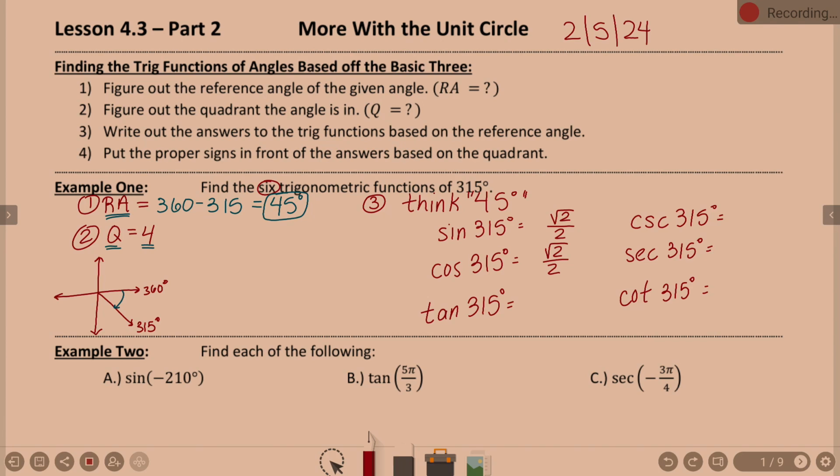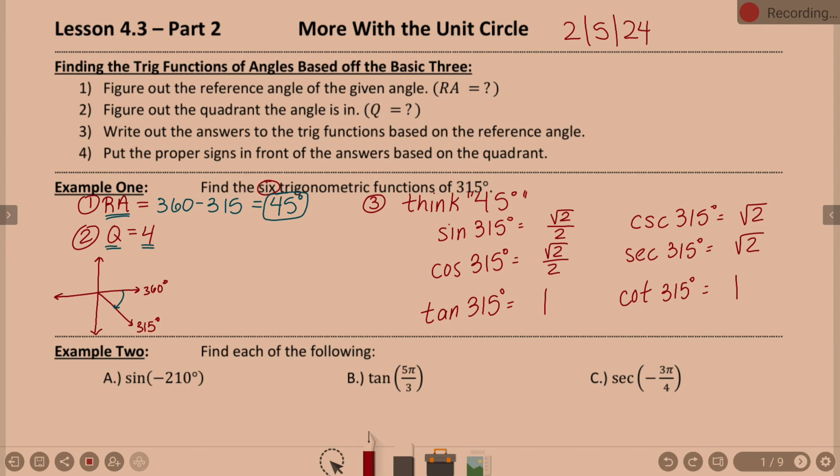Okay? What about tangent of 315? In other words, tangent of 45 degrees, because that's how far it is from the x-axis, is 1. Cosecant of 315. Okay, I know it's cosecant of 45. And this is where I would say it's the reciprocal of 1 over the square root of 2, which is square root of 2. What do you know about secant of 315 then? It's also the square root of 2. What about cotangent of 315? 1. The reciprocal of 1 is 1.